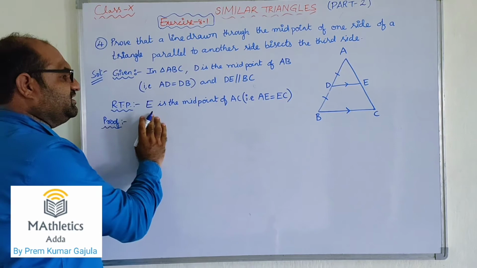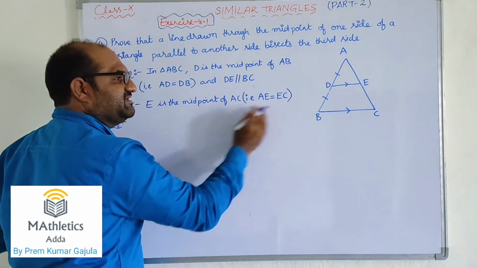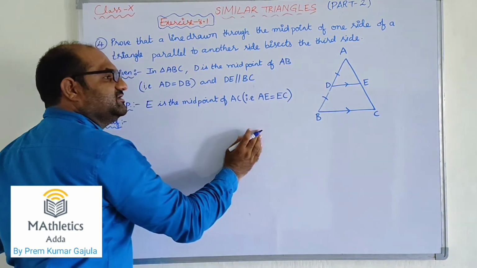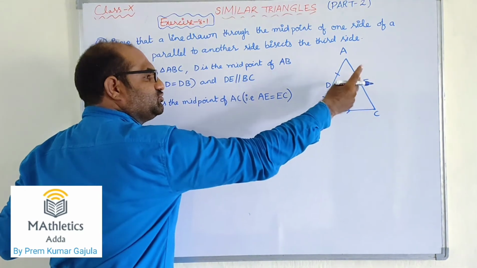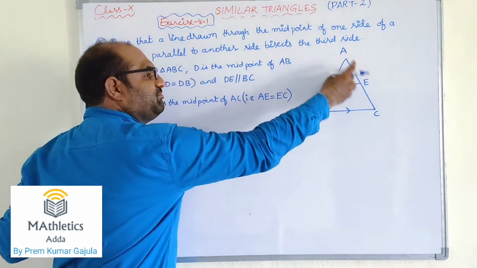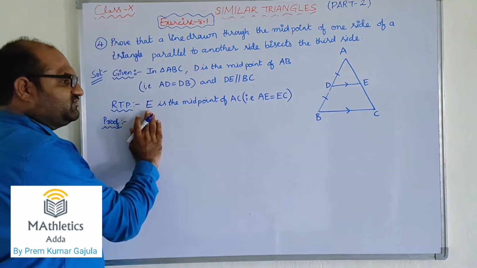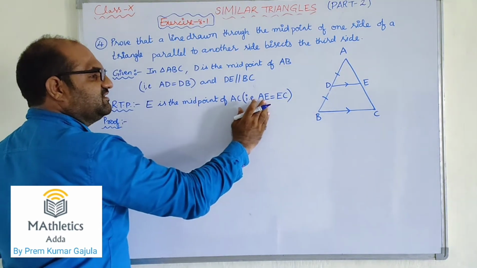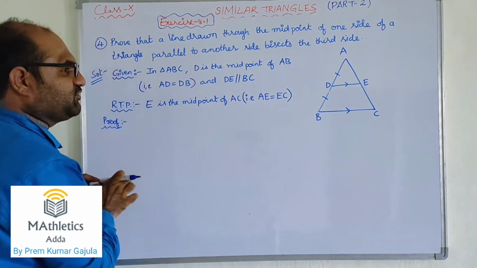So what we have to prove here? E is the midpoint of AC. That means DE is bisecting the AC. So if DE bisects the AC into two equal parts, then E should be the midpoint of AC. So it is enough to prove that E is the midpoint of AC such that AE is equal to EC. So now let us prove.